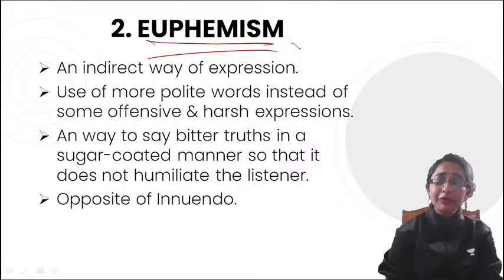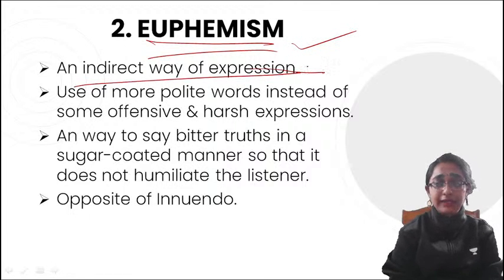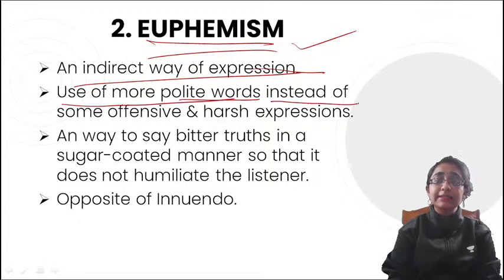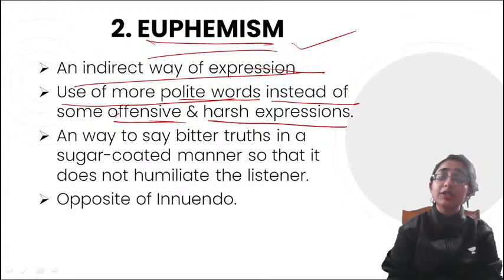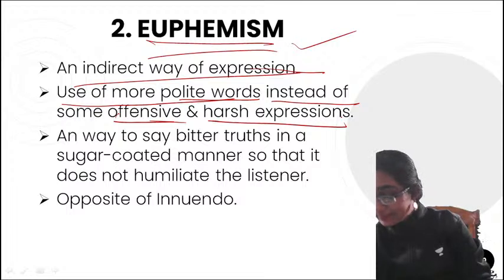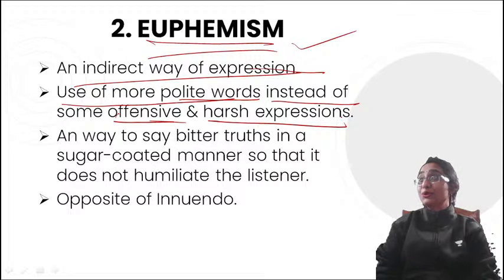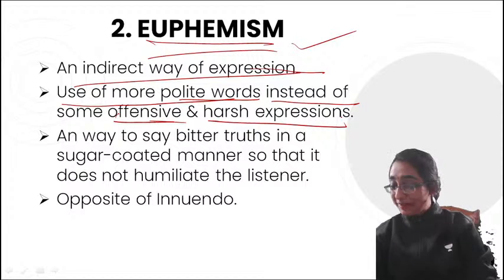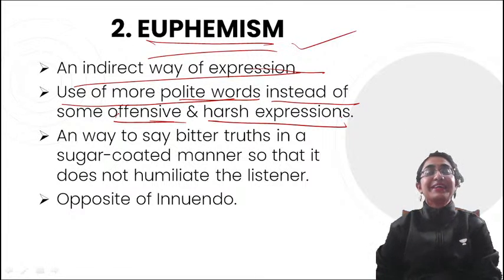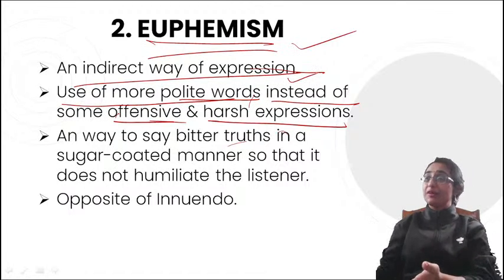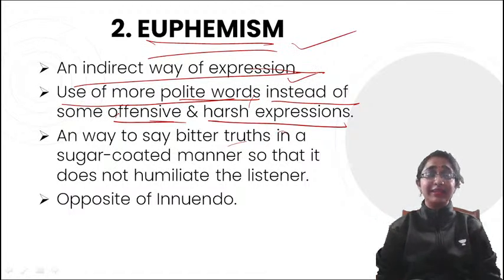Now, what is euphemism? Euphemism is also an indirect way of saying things, but it means the use of more polite words instead of some offensive and harsh expressions. So you can see that, yes, Sneha, very good. Looking at his painting, he complimented, what a nice frame. So that means the frame is good, but the painting is so bad that I don't want to make any comment. Yes, that is also innuendo. Very good. So an indirect way of expression, euphemism, just the opposite of innuendo. You can very well find the contrast.